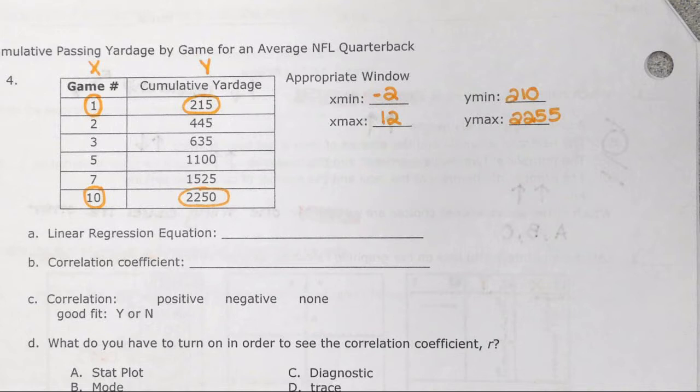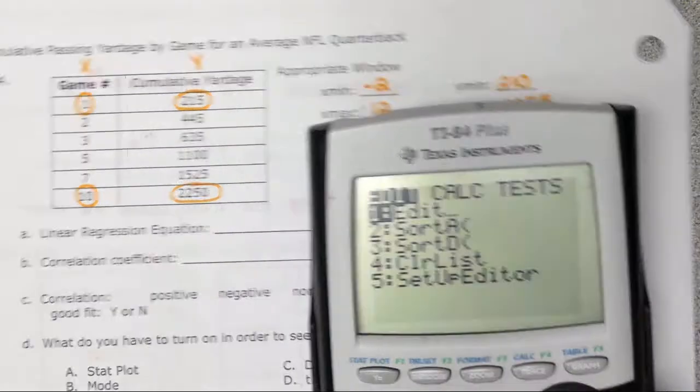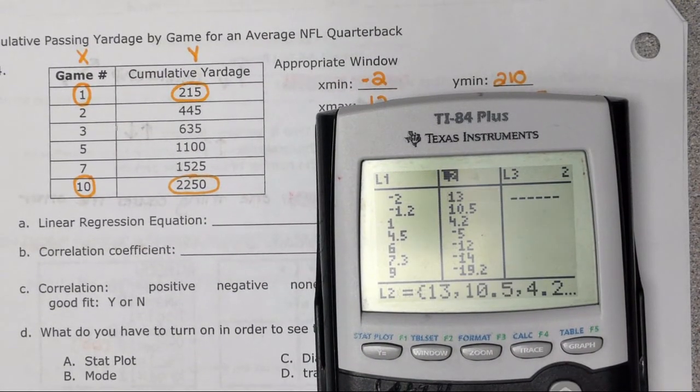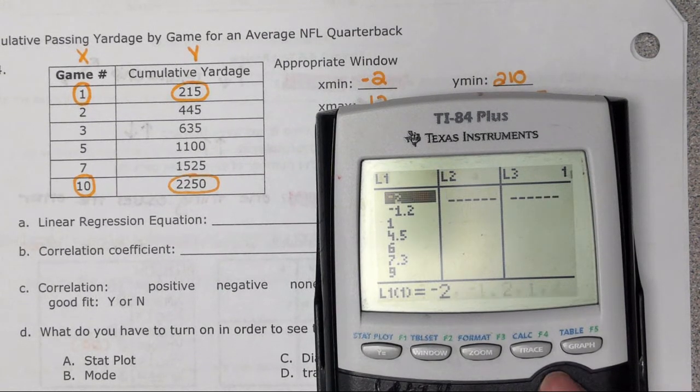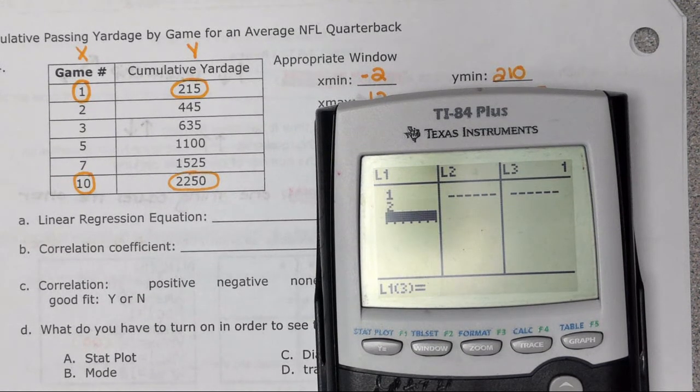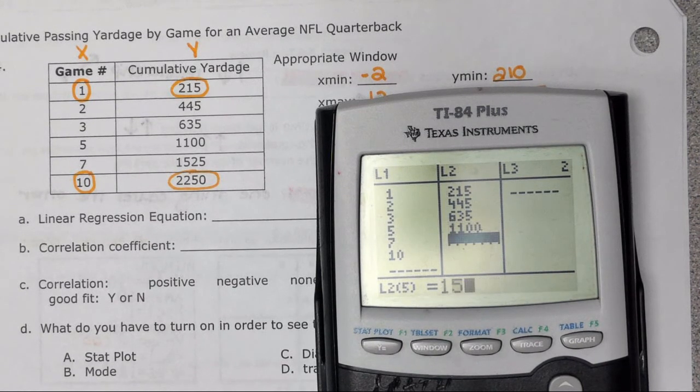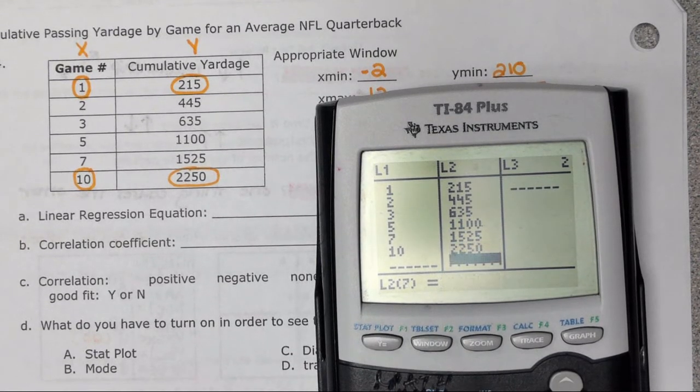So now they want the equation. So I'm going to go back to my stat, enter, and I'm going to retype my points. So I scroll up to the title and click clear and go down, and it'll clear all my data. I don't want to reset my calculator because then I'll have to turn the diagnostics on again. So I'm going to input my new points. 1, 2, 3, 5, 7, 10. 215, 445, 635, 1100, 1525, 2250.